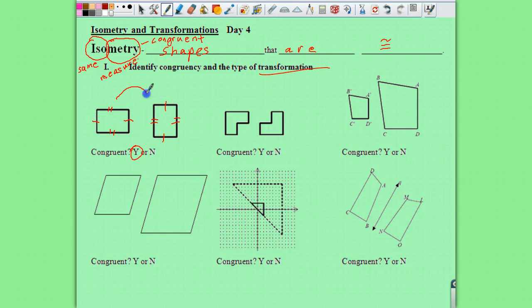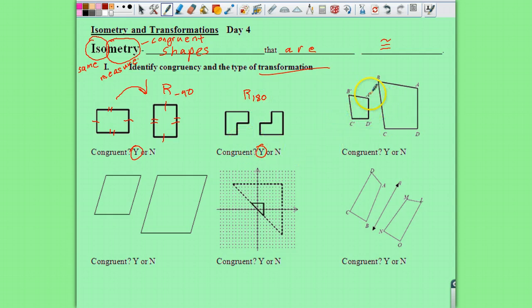Well, it looks like it's a rotation. So this is a rotation of -90. Remember, clockwise means -90. These are congruent also. And let's see what happened. This is totally a rotation of 180.